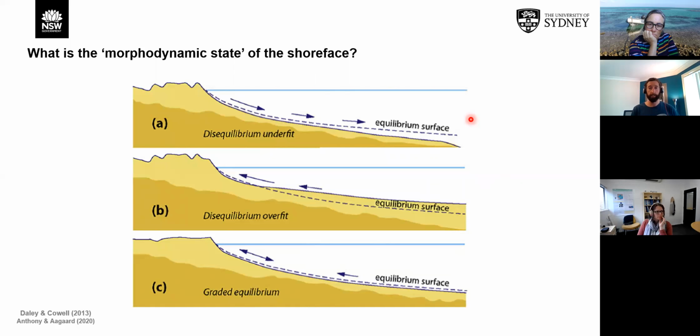One was underfit. Essentially, the shore face profile is below the equilibrium surface, so there's not enough sediment out here. The next was disequilibrium overfit, where the shore face profile is shallower than equilibrium, so there's an abundance of sediment out here. And the third being a classic conceptual model of the shore face being in graded equilibrium, so the sediment sorted across that domain by the wave processes.